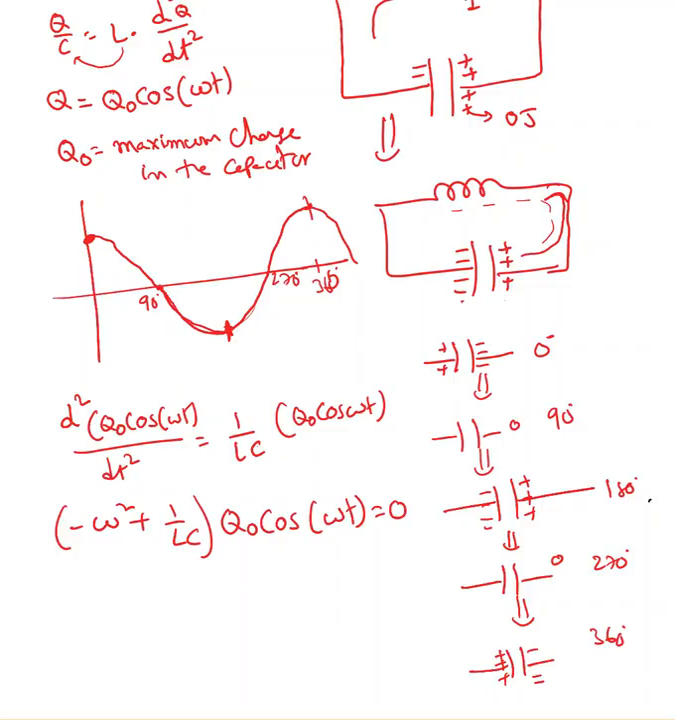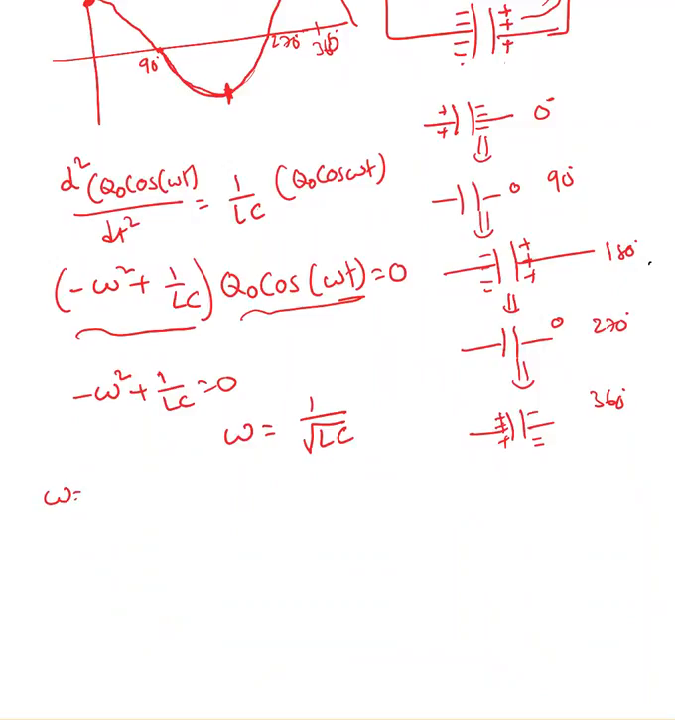Now to get the omega value, here we have two parts. Either this part has to be 0 or this part has to be 0. We know that at 90 degrees the cosine part is going to be 0. So what if I make the other part equal to 0? Minus omega square plus 1 over LC equal to 0. So omega equals 1 over square root of LC. This omega is called angular frequency.